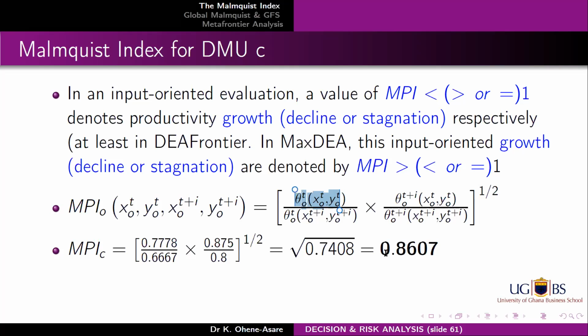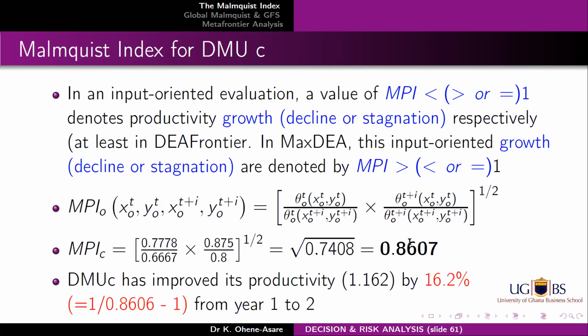But remember, we have indicated that in a normal hand computation, a score less than 1 is progress. So this is actually showing progress. But how do you interpret it as progress? Well, look at it carefully. You have to bring the number 1 to it. So you take the reciprocal and subtract 1 from it. This is what I said MaxDEA does for you. When you take the reciprocal of this answer, you will get a number greater than 1. When you subtract 1 from it, you are going to get 0.162, which is 16.2%.